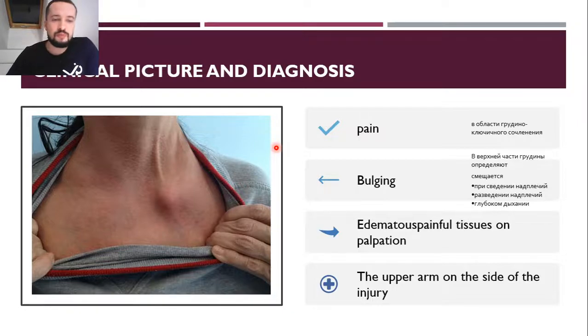The patient is worried about pain in the sternoclavicular joint. In the upper part of the sternum, a protrusion is determined, which shifts with the reduction and dilution of the upper arms and deep breathing. The tissues are edematous, painful on palpation. The upper arm on the side of the injury is shortened.